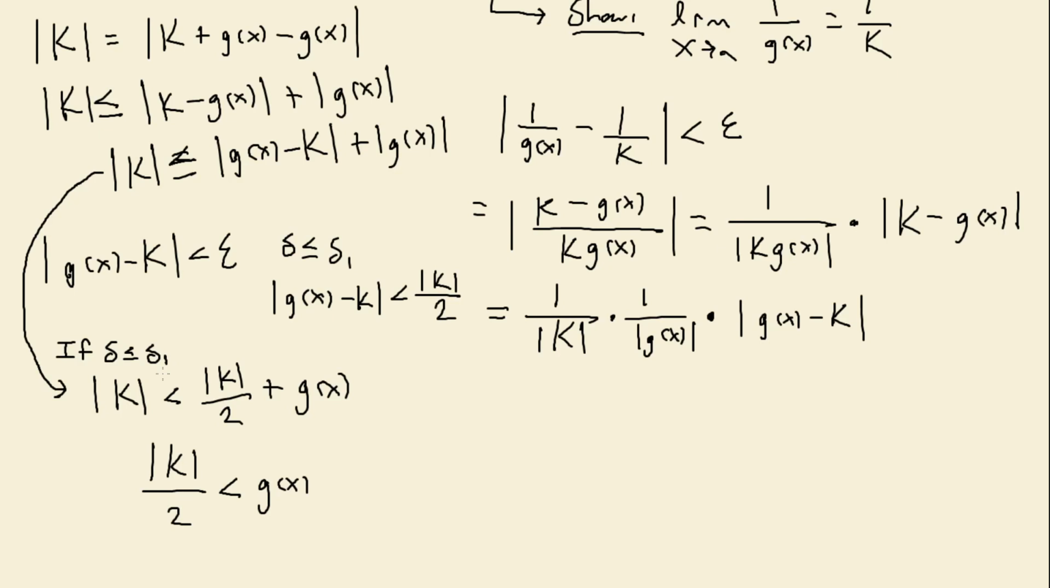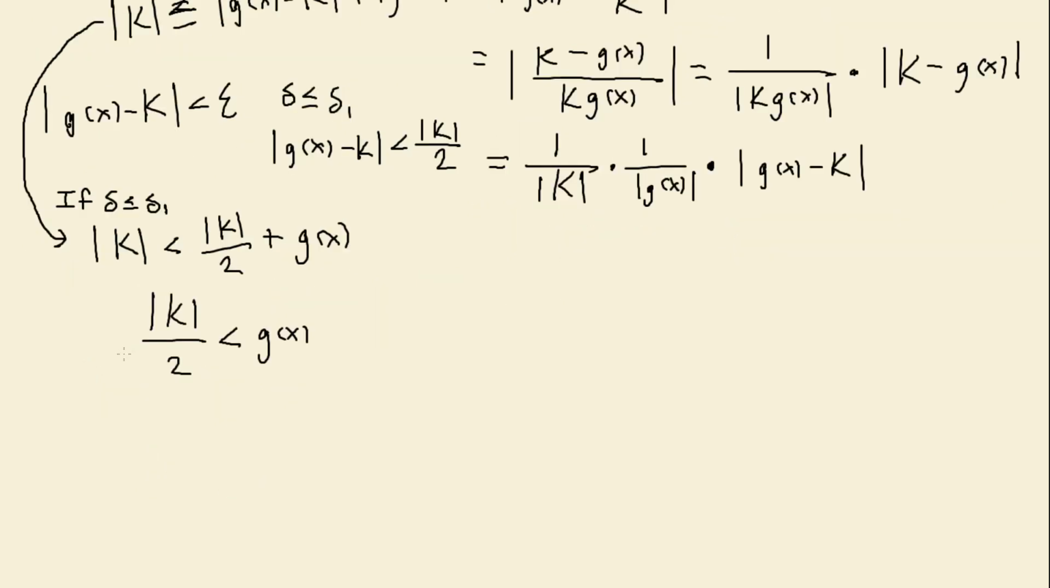And now what we can do is take the inverse of this. And when you take the inverse with an inequality, you have to flip it. The reason being, if this number is greater than this one, then 1 over this number will have to be less than this one. And that should make sense. And so now we know that 1 over g of x is going to be less than 2 over the absolute value of k when delta is less than or equal to delta 1.